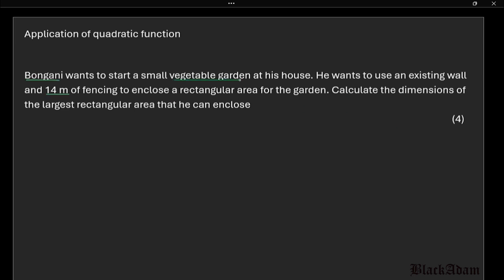So we have a perimeter of 14, and you have to fence using a wall, and you want the dimension of the largest rectangle you can enclose. So let's assume this is the wall. We don't know whether it should be vertical or horizontal. This is the wall, and that's the width, length, width, and then length the side.